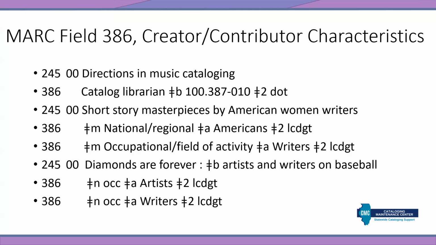In our first example, we have a 245 with Directions in Music Cataloging with a 386 of catalog librarian. In the second example, we have a 245, Short Story Masterpieces by American Women Writers, with two 386s. The first one is from the national/regional category, and the term is Americans, which is in subfield A. And the second one is from the occupational field of activity with subfield A, writers. And then the final example in the 245, we have Diamonds Are Forever: Artists and Writers on Baseball. And we have two 386s. Both of them are occupations. The first one is artists, and the second one is writers.